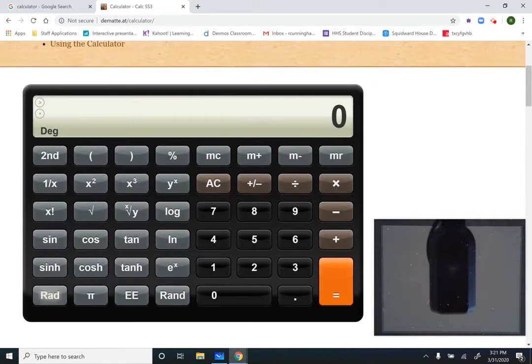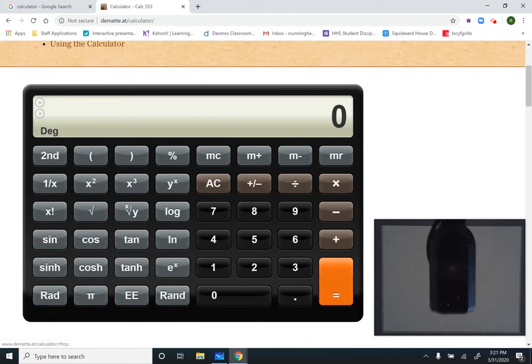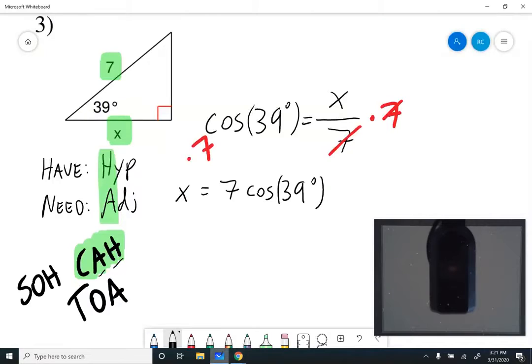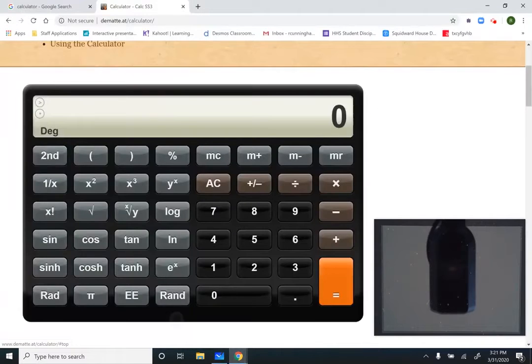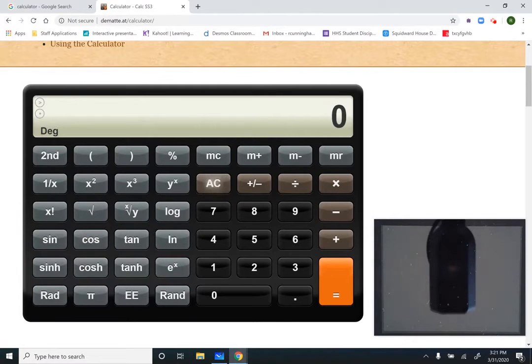Okay? Now, going back to the whiteboard, we want to do 7 times cosine 39 degrees. Now, iPhone calculators are different. You don't say cosine of 39 degrees. Instead, you say 39, and then you hit the cosine button, and it tells you what cosine of 39 degrees is. Okay? And this gets even more confusing when you try to multiply.